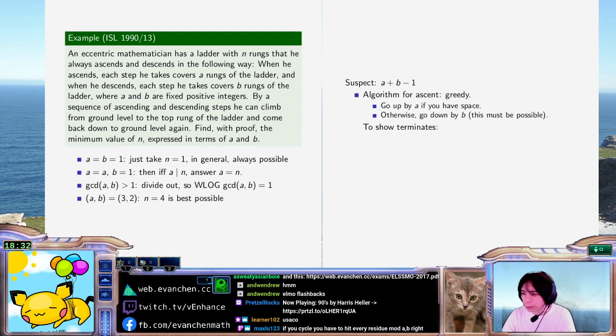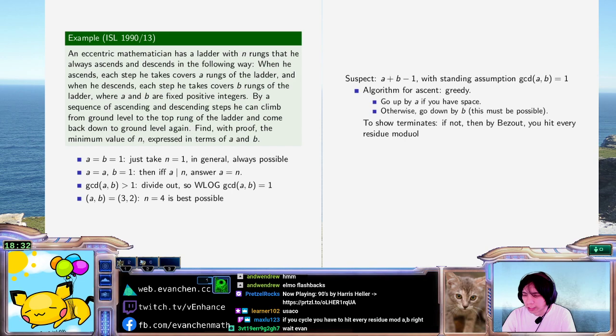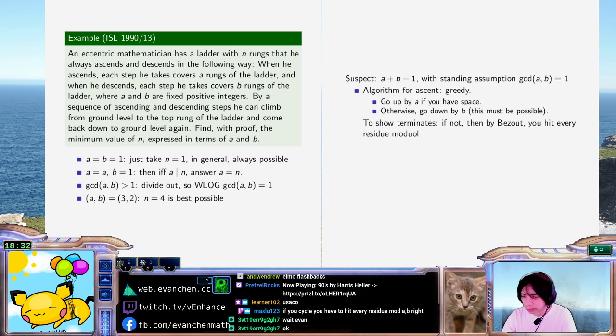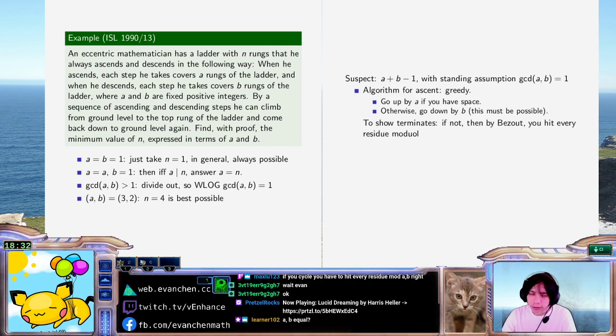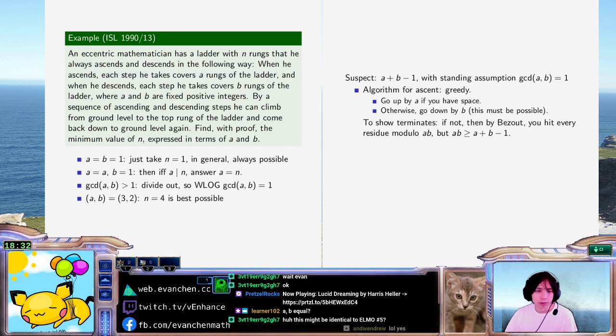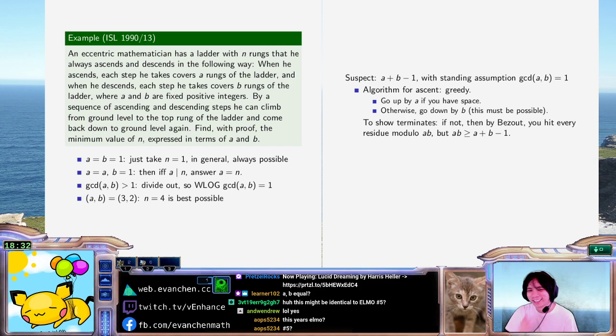So this is all assuming GCD(a, b) equals 1, because if there's a common factor, modulo ab, but ab is probably bigger than a plus b minus 1. So that does it, because then you hit everything anyways. This might be identical to ELMO 5, like this year's ELMO 5. Hey, wait a minute. If someone makes that connection, I want to see it.